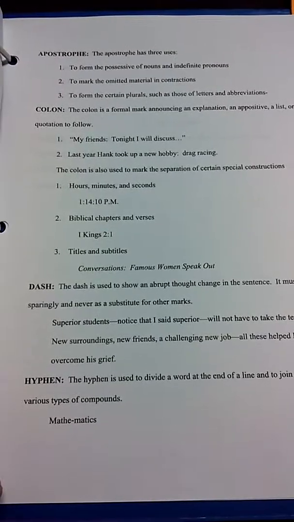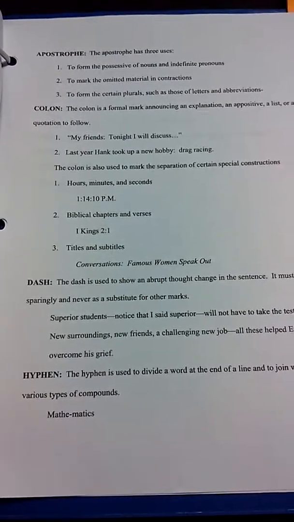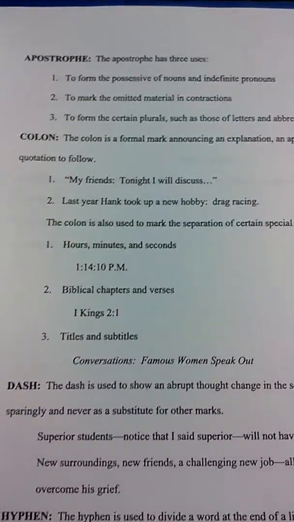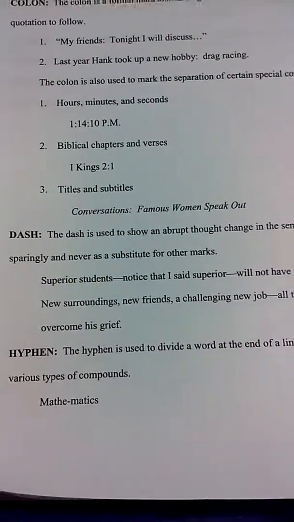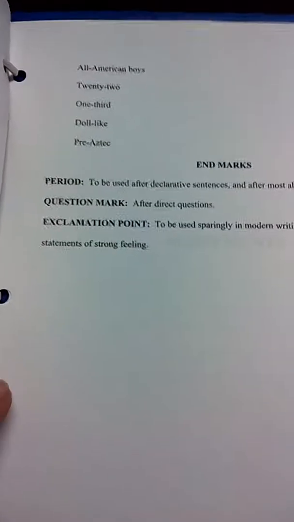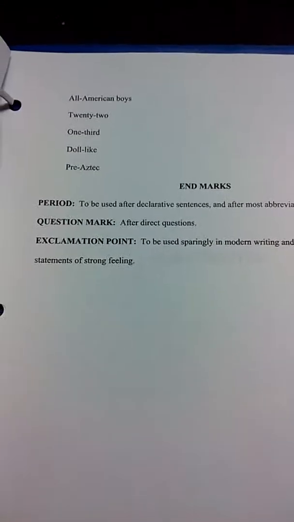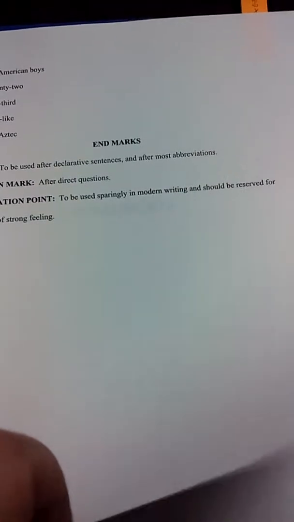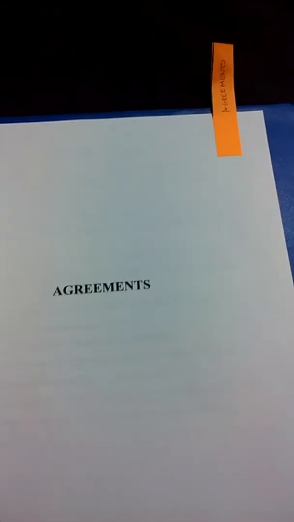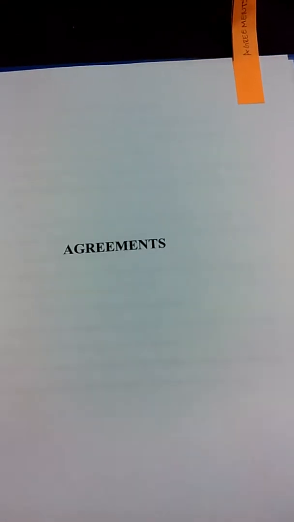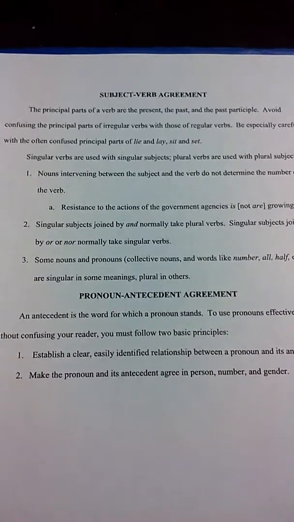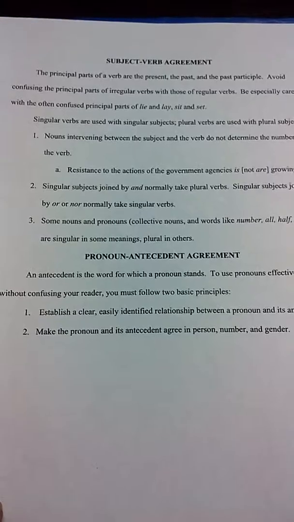Definitions of apostrophes, colons, dashes, and hyphens, along with different examples of when they are used. And end marks like period, question mark, and exclamation point, and their definitions. Finally, I have agreements. There are subject-verb agreements and pronoun antecedent agreements.